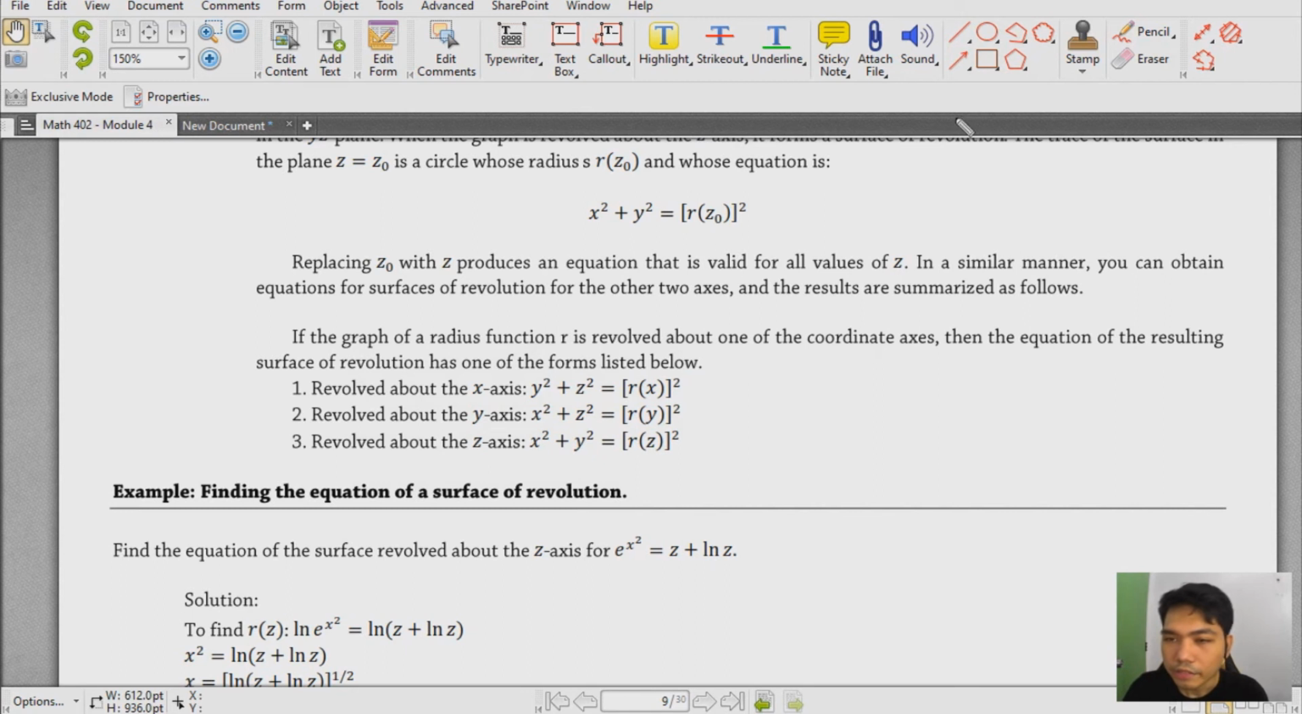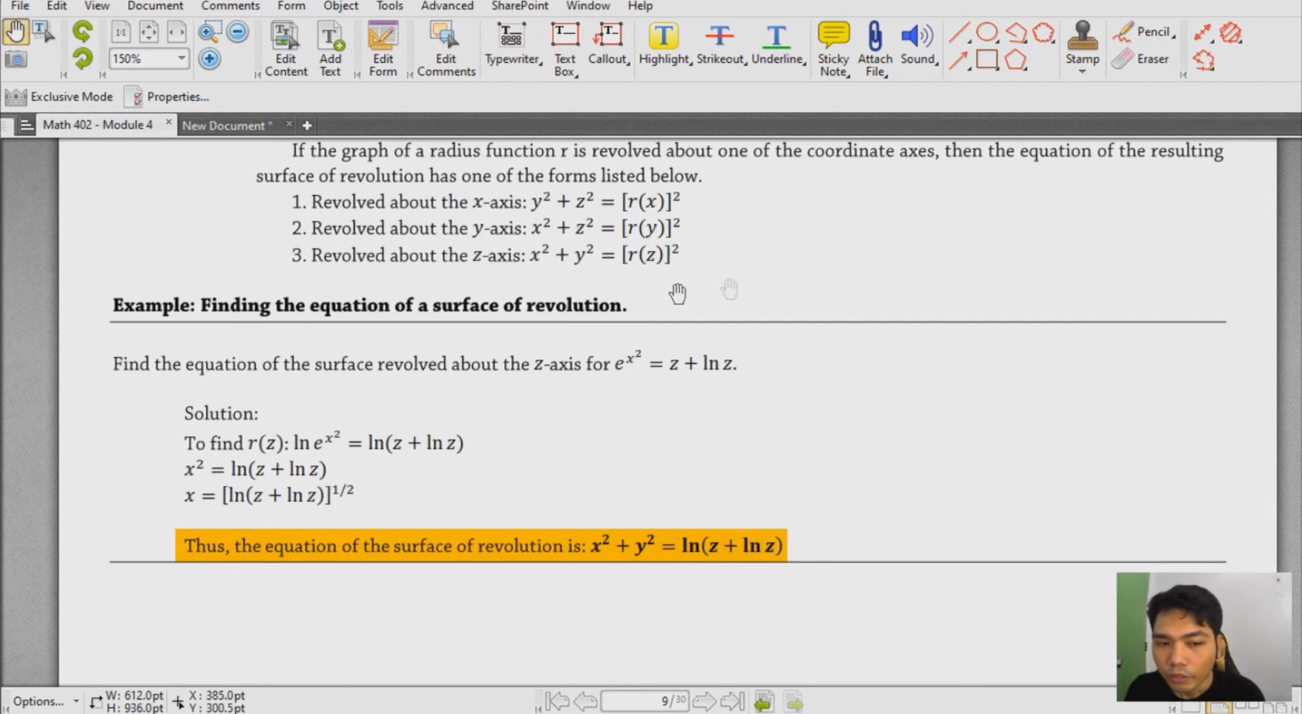So let's have this example. We need to find the equation of the surface revolved about the z-axis. So this one is z-axis, so we are already sure na meron tayong x squared plus y squared. And then we have to express that in terms of r of z, squared. So kailangan natin ngayon hanapin yung ating r of z. So r of z is equal to this expression. So paano ba natin ito hahanapin? It's just the expression of our radius in terms of z.